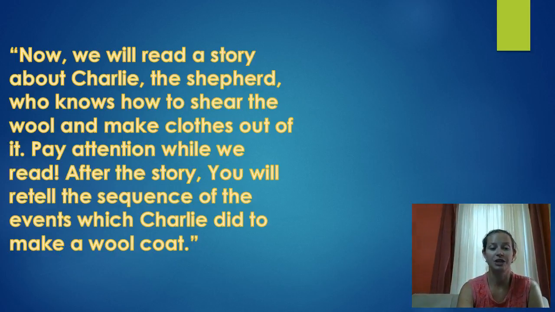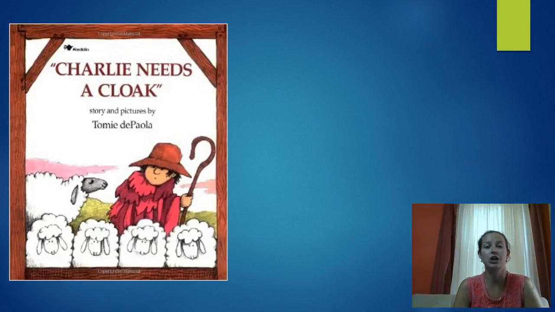Then we'll start to read. I chose the story Charlie Needs a Cloak by Tomie dePaola. While this text is a narrative, it reads like an informational text and presents a logical set of events. And I love the fact that there is a character, Charlie, and students may relate to the character. They may sympathize with the fact that in the beginning he has a shabby, torn cloak and he needs a new one, and then they feel proud of him when he makes a new coat.